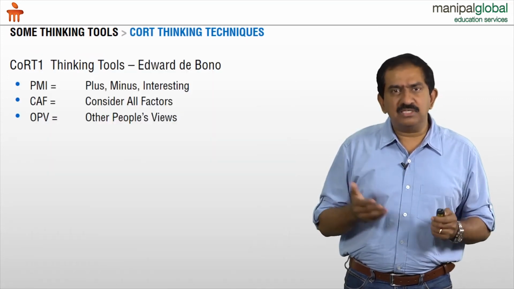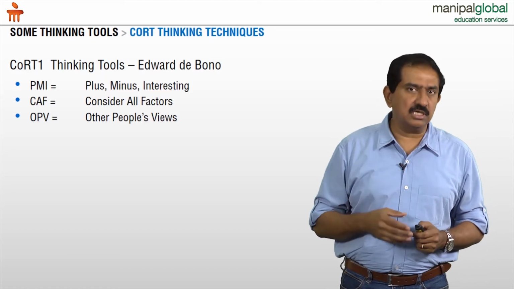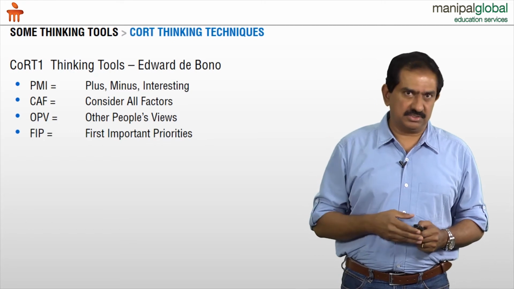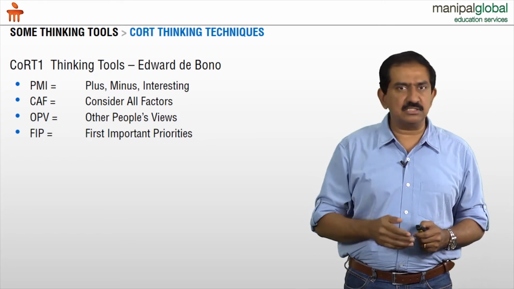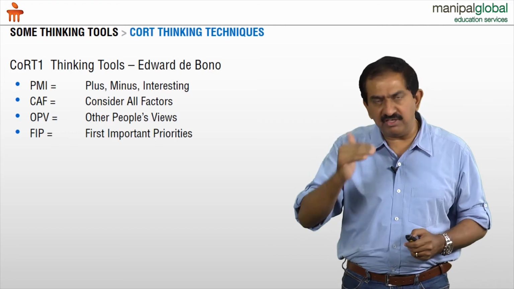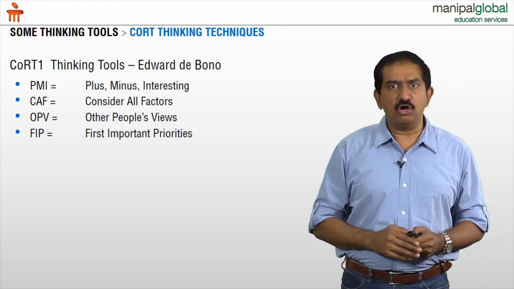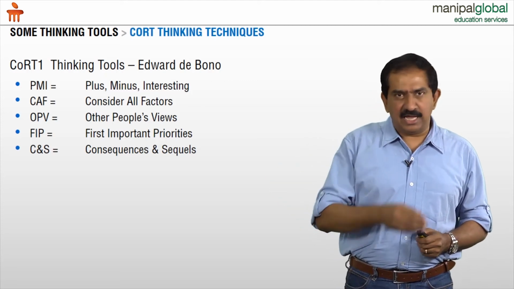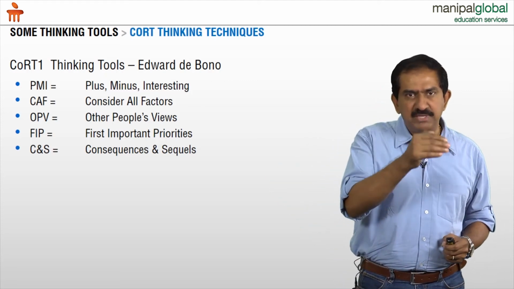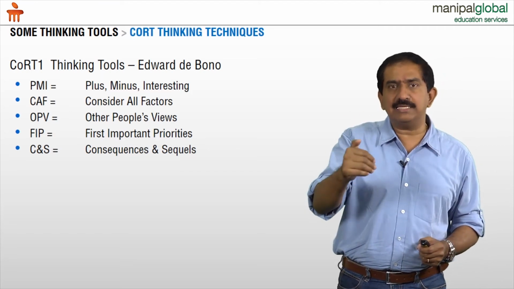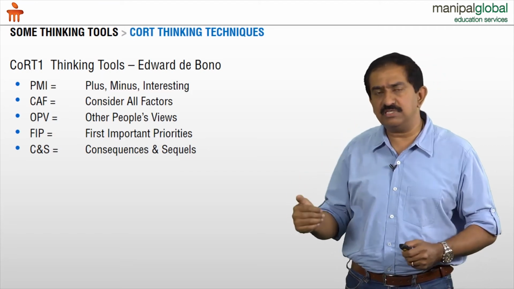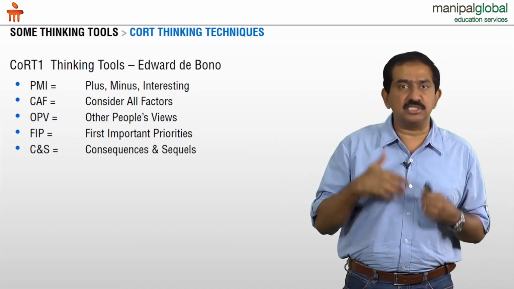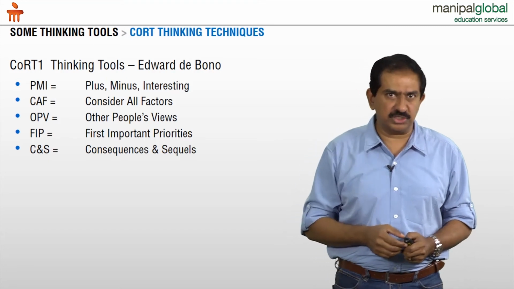CoRT 1 therefore looks at various ways of thinking about a situation. FIP is the first important priorities, where you really prioritize a list. Using, for example, OPV, you could come up with a prioritized list of various factors. Consequences and sequels. If I do A, B and C and D are likely to happen, what is the probability that each of these will happen, in which sequence would they happen, or would they happen in parallel, etc. A good way of understanding a situation.